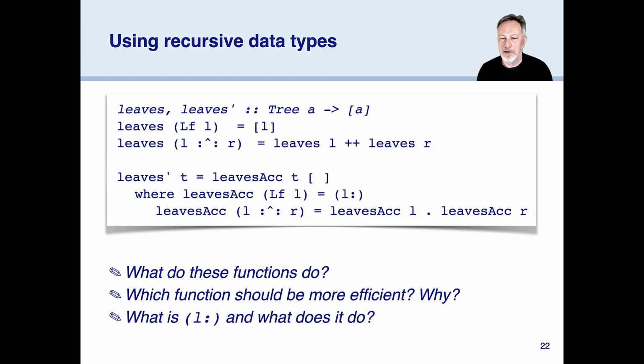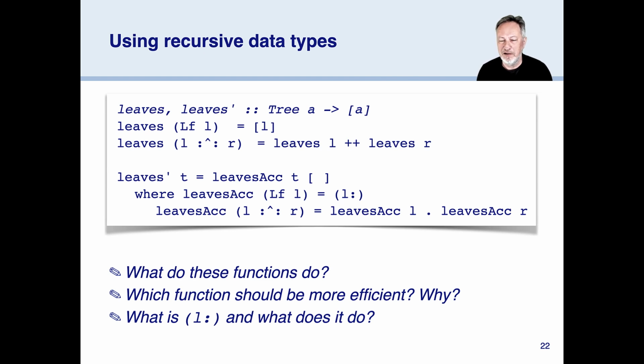In the second case, we have a complex tree with L and R. We apply leaves accumulator to L and leaves accumulator to R, and we compose them with dot. Dot is function composition. So now the leaf accumulator is going to be applied either to a leaf node or to subtrees, and we're going to apply that to a tree T and pass into it an empty list. And this will give us the result in the end.